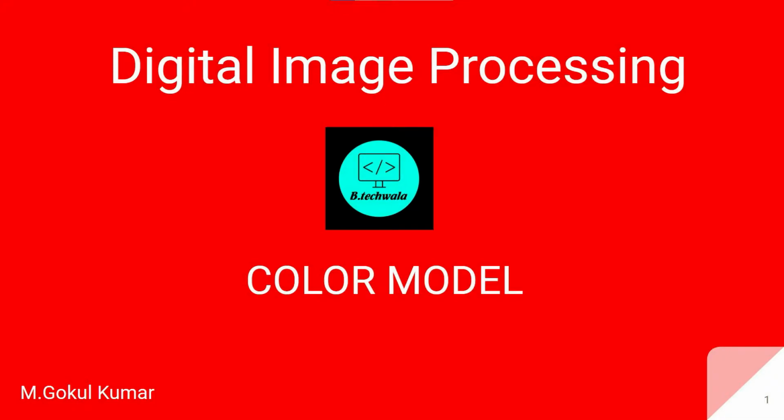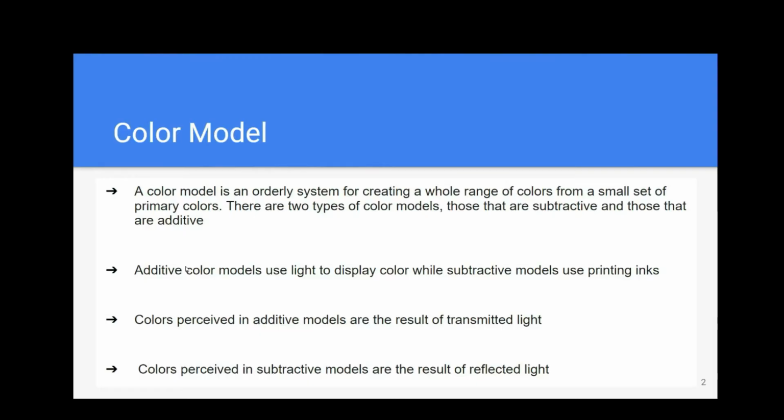In this video, I will explain about color model in digital image processing. Basically, a color model is an orderly system for creating a whole range of colors from a small set of primary colors. There are two types of color models. One is subtractive and another one is additive.